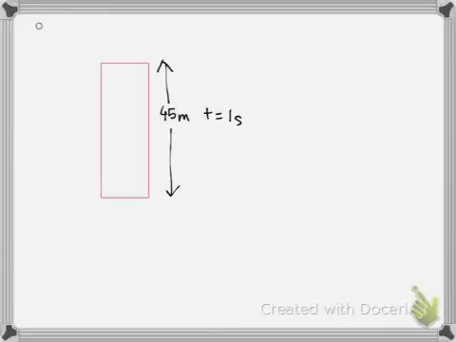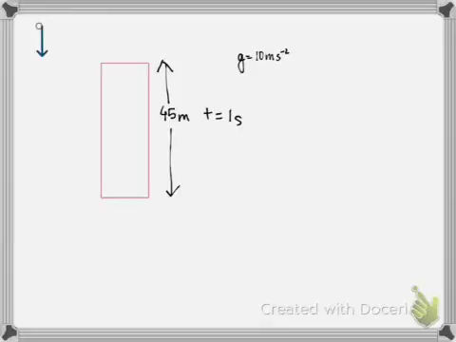It is given that g is equal to 10 meter per second square, which in actual is 9.8 meter per second square. So this ball here is falling down, right? And this is a 45 meter height building.